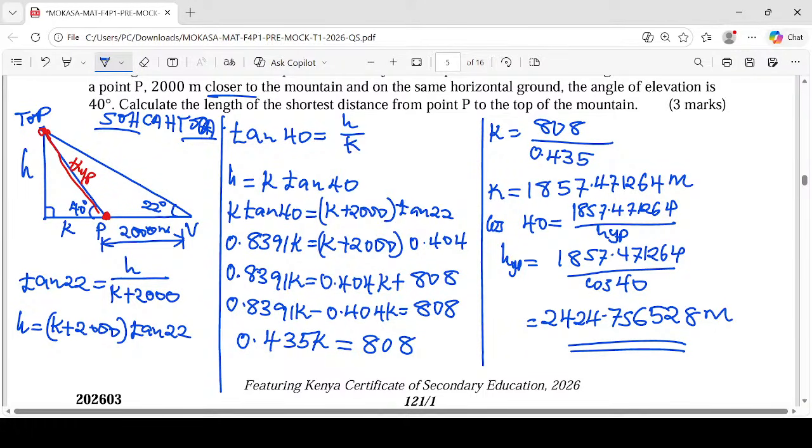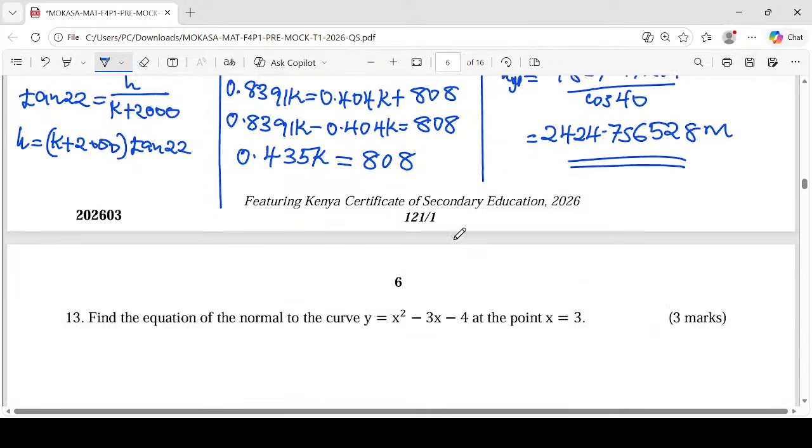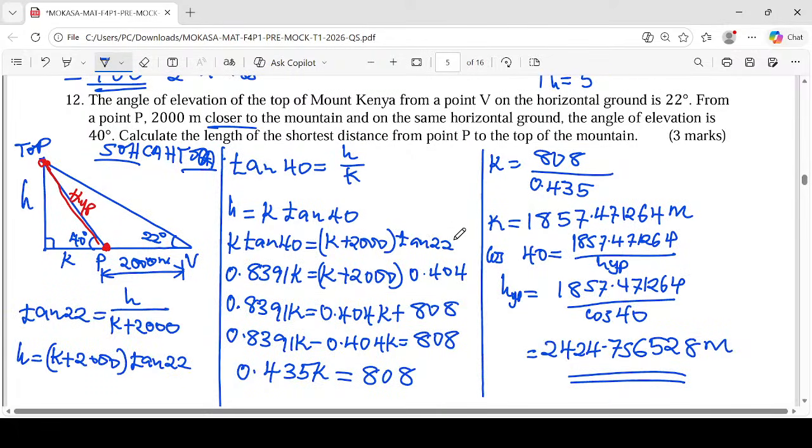I told you, look at this point P. When you want to go to the top of the mountain using the shortest distance, it should be this hypotenuse. So in other words, we were to get the hypotenuse value to that particular question, ladies and gentlemen. After getting that, I think you've understood something.